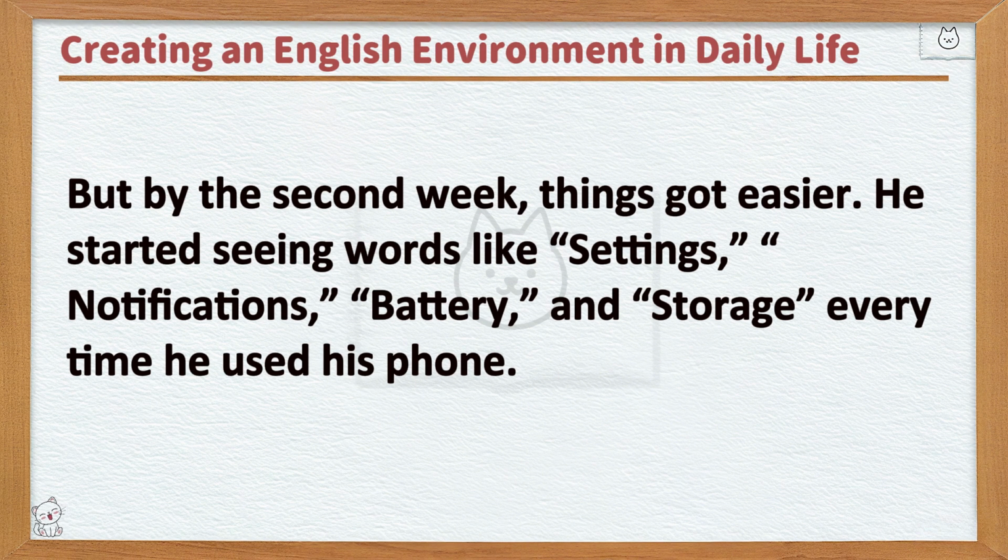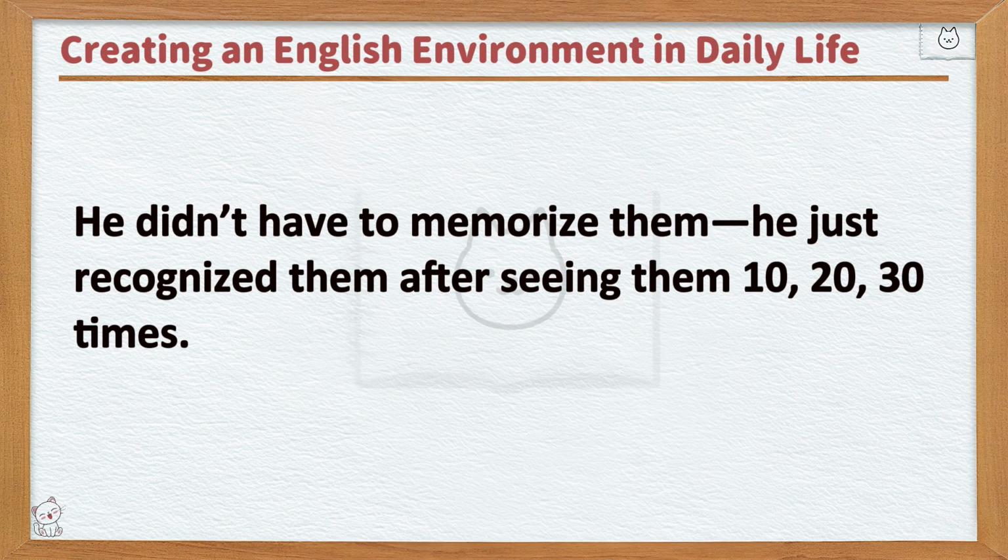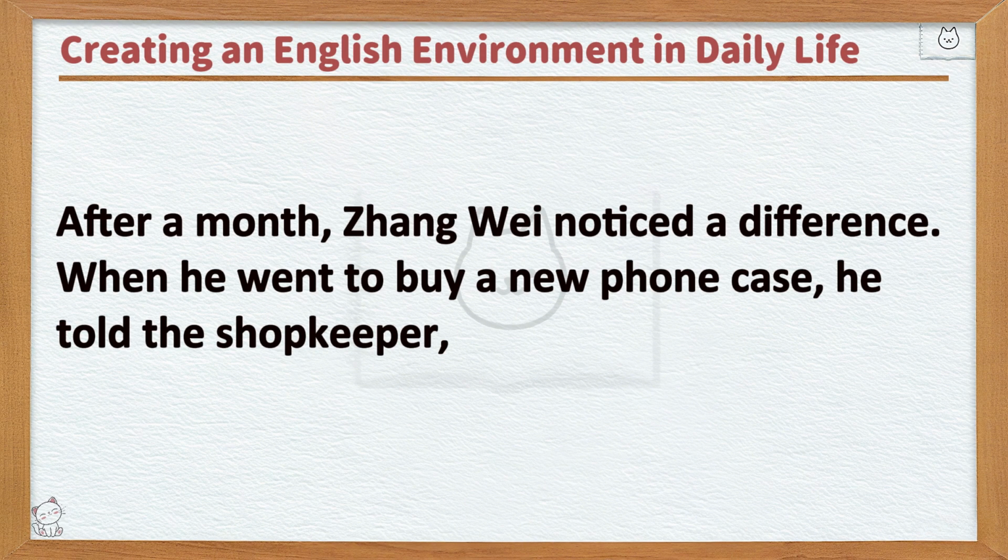But by the second week, things got easier. He started seeing words like settings, notifications, battery, and storage every time he used his phone. He didn't have to memorize them. He just recognized them after seeing them 10, 20, 30 times. After a month, Zhang Wei noticed a difference.